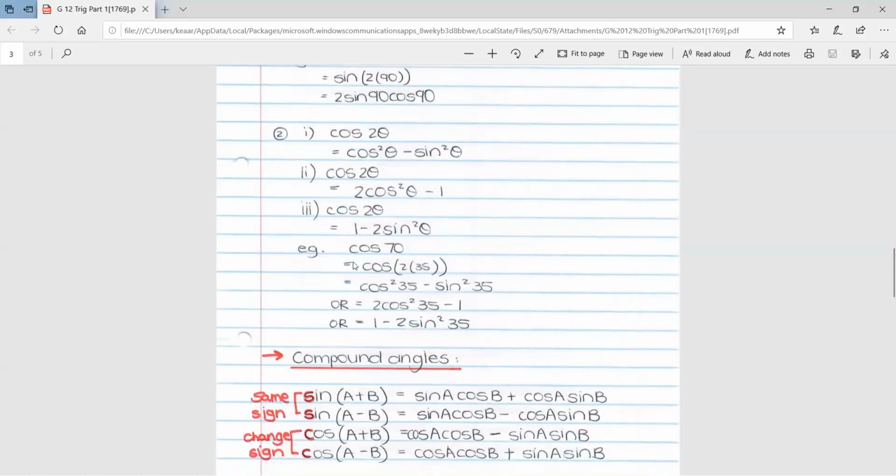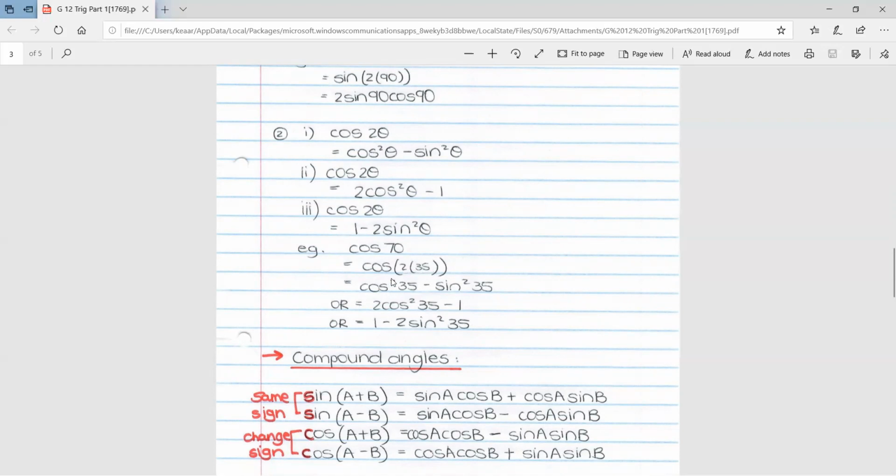Next, here is an example. So like I said, with the 70 degrees and the 35, if you had information with cos 35 or anything with 35, you have information about it. But they've asked you to calculate cos 70. This is what you would do. You would say cos 2 times 35, because 2 times 35 is 70.